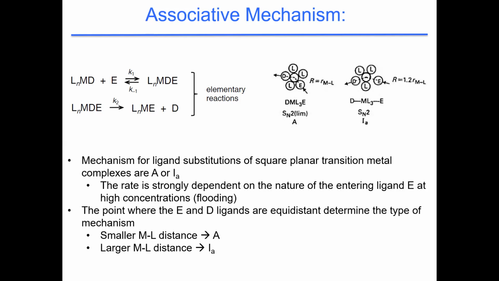And so conversely to the dissociative mechanisms, a smaller metal ligand distance at the point at which they're equidistant will indicate you have an associative mechanism, whereas a larger metal ligand distance will indicate associative interchange.